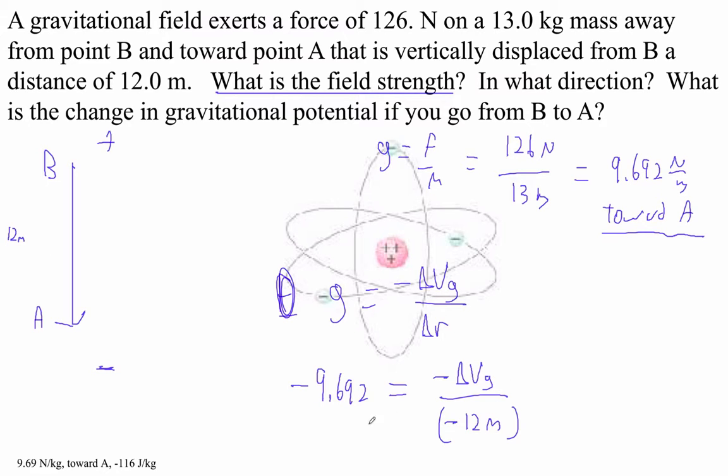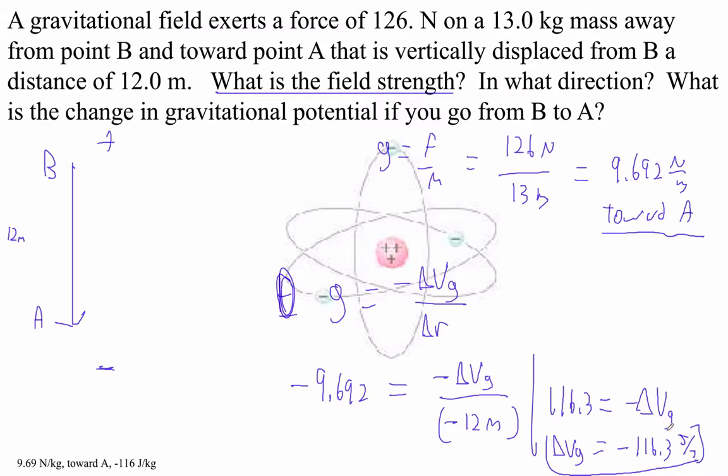Now I'm going to multiply these together, that times 12, and I get 116.3. And that's positive because negative times negative is positive. But that equals the opposite of the change in potential, so the change in potential is negative 116.3, and that's joules per kilogram.